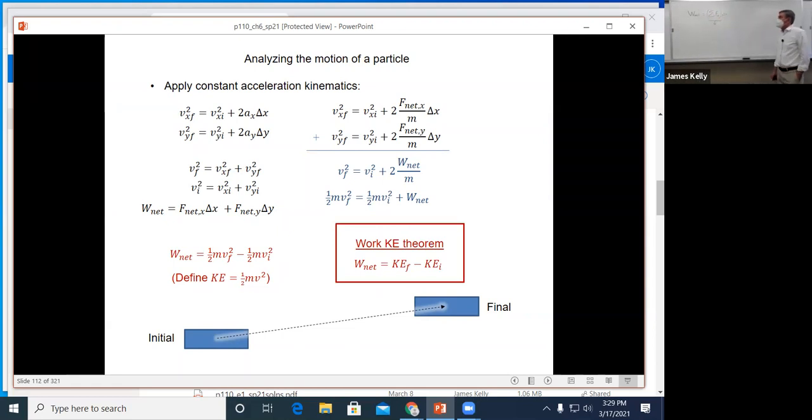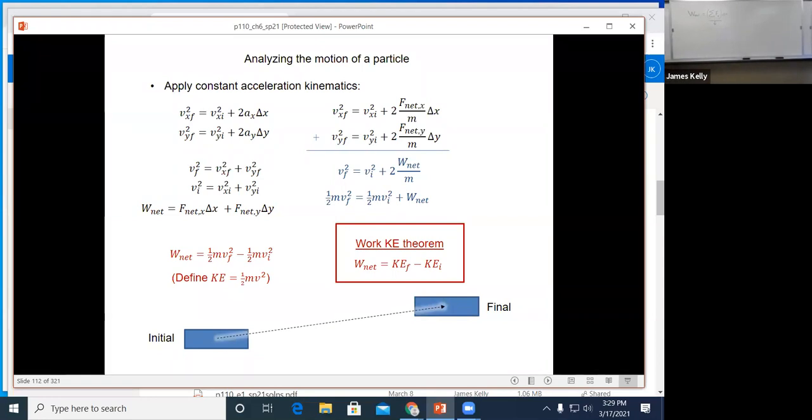And that is a theorem that sometimes people call the work energy theorem. I like to call it the work kinetic energy theorem because we'll talk about other kinds of energies later on, but kinetic energy just means energy of motion. The formula is 1/2 mv squared, and that means the faster something is going, the more kinetic energy it has.